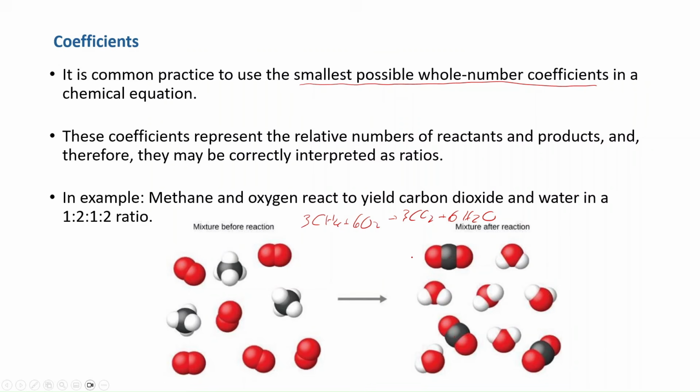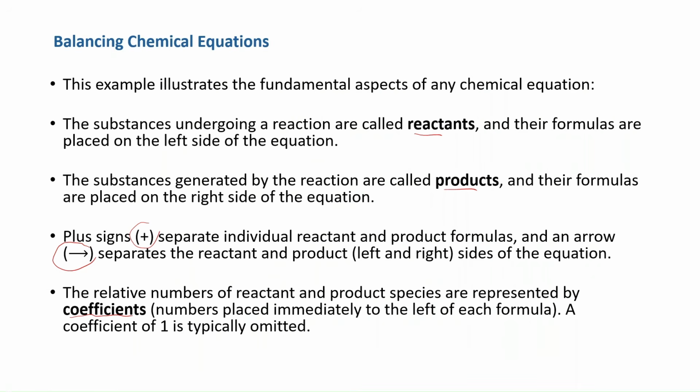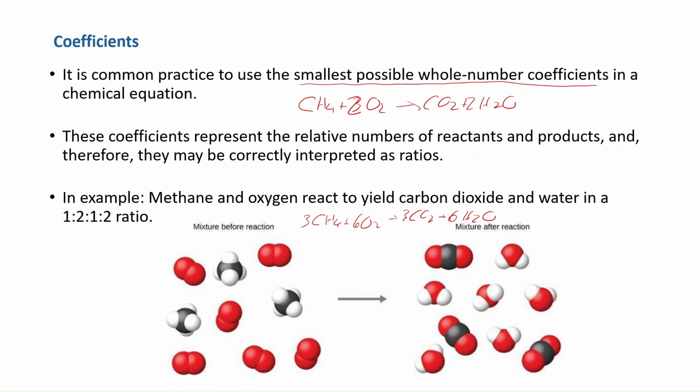Now, if you divide everything by 3, then let me just write it here because there's no room. So CH4 plus 2 oxygens, divided by 3, that's carbon, gives me carbon dioxide plus 2 water molecules. Okay, that's exactly the same thing that we had here. This one is correct, this one is not, because even though that is the correct ratio, it's not the smallest.